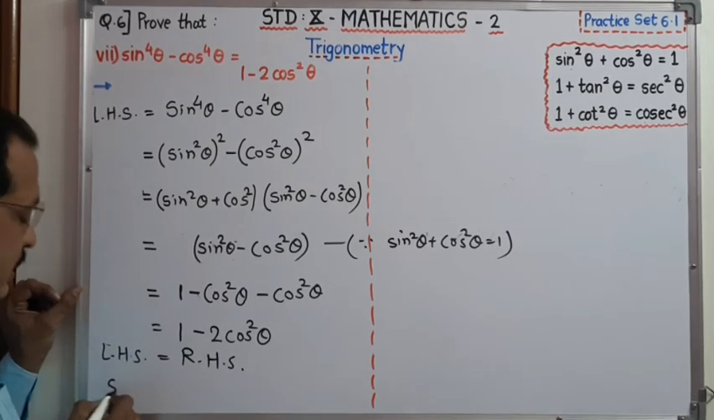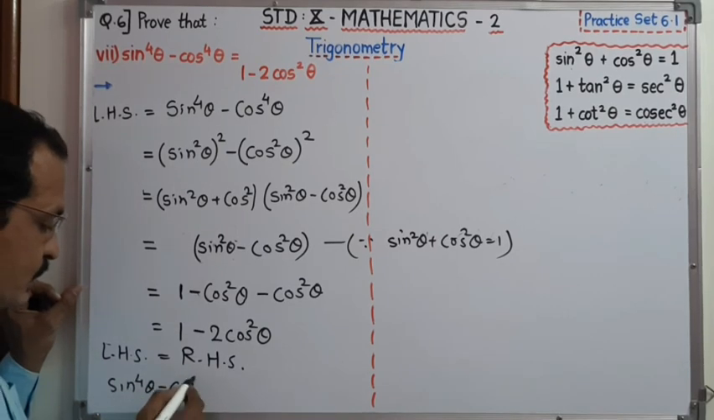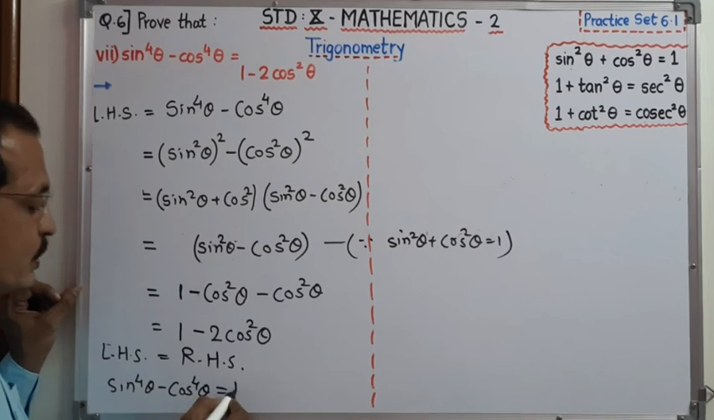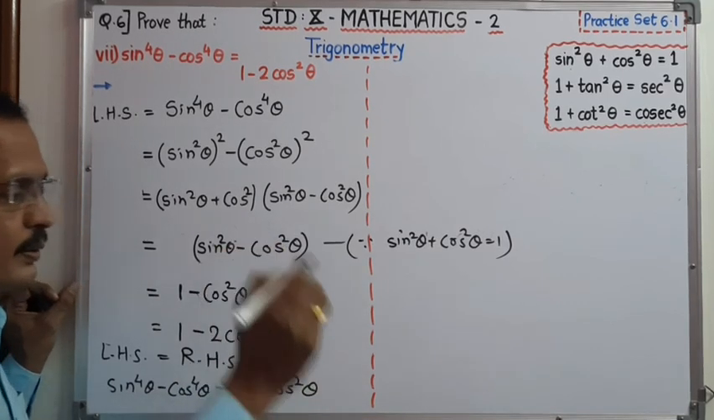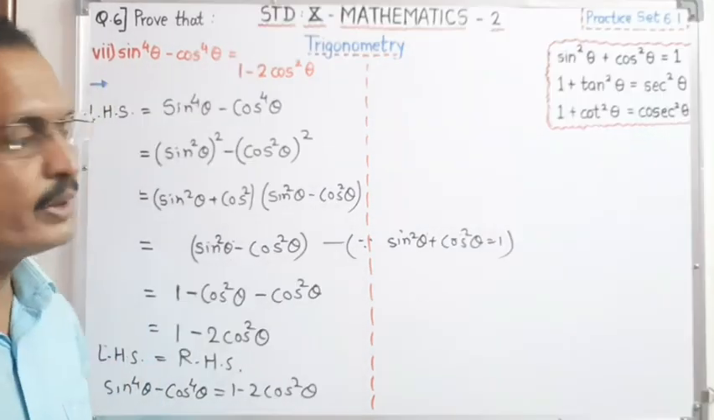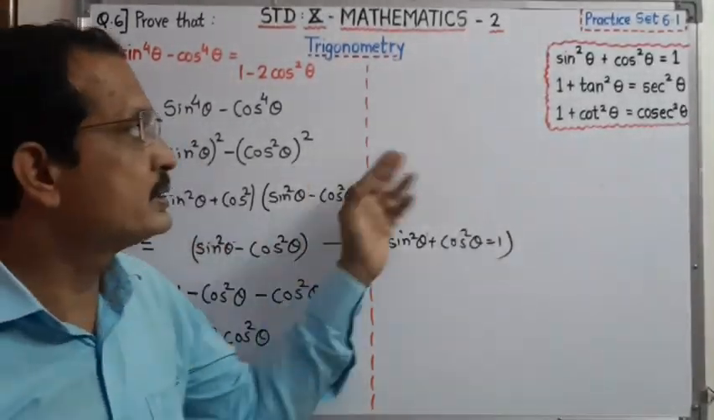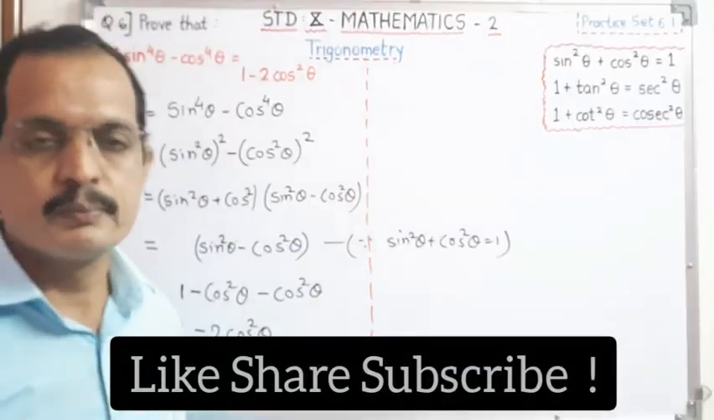Therefore we write here sin raised to 4 theta minus cos raised to 4 theta is equal to 1 minus 2 cos square theta. In this way, dear student, we completed 7 questions from this practice set 6.1. Remaining we will see in next lecture. Thank you.